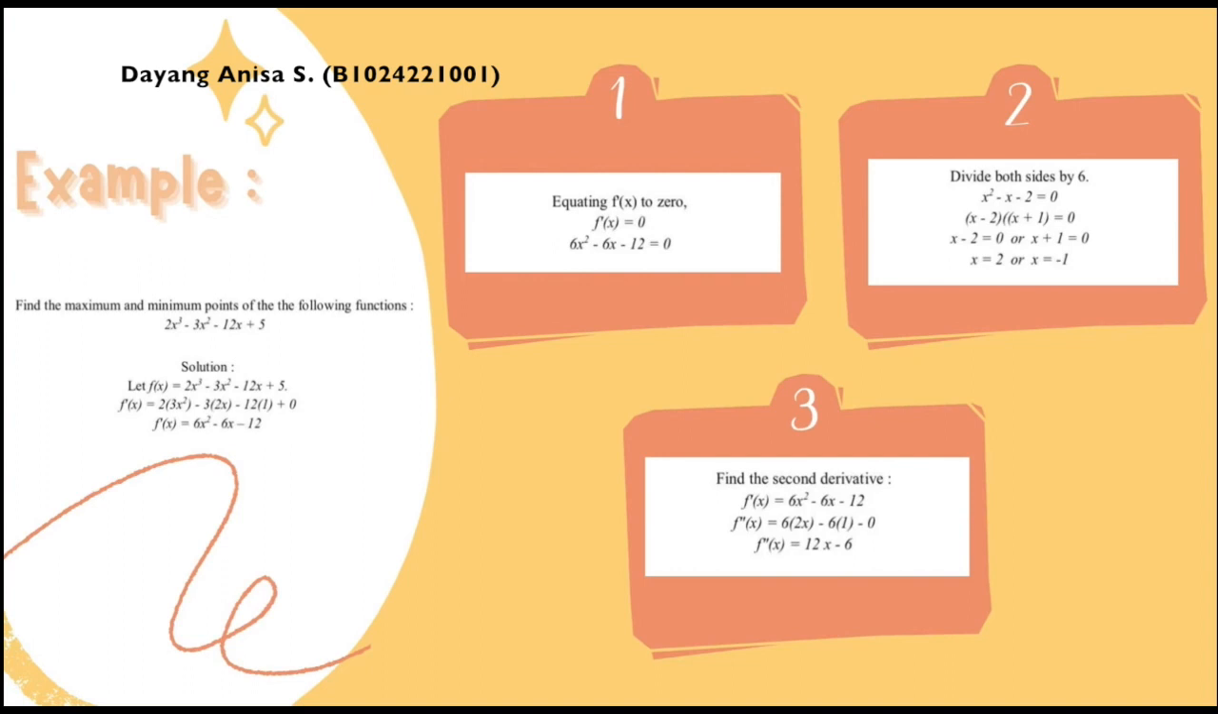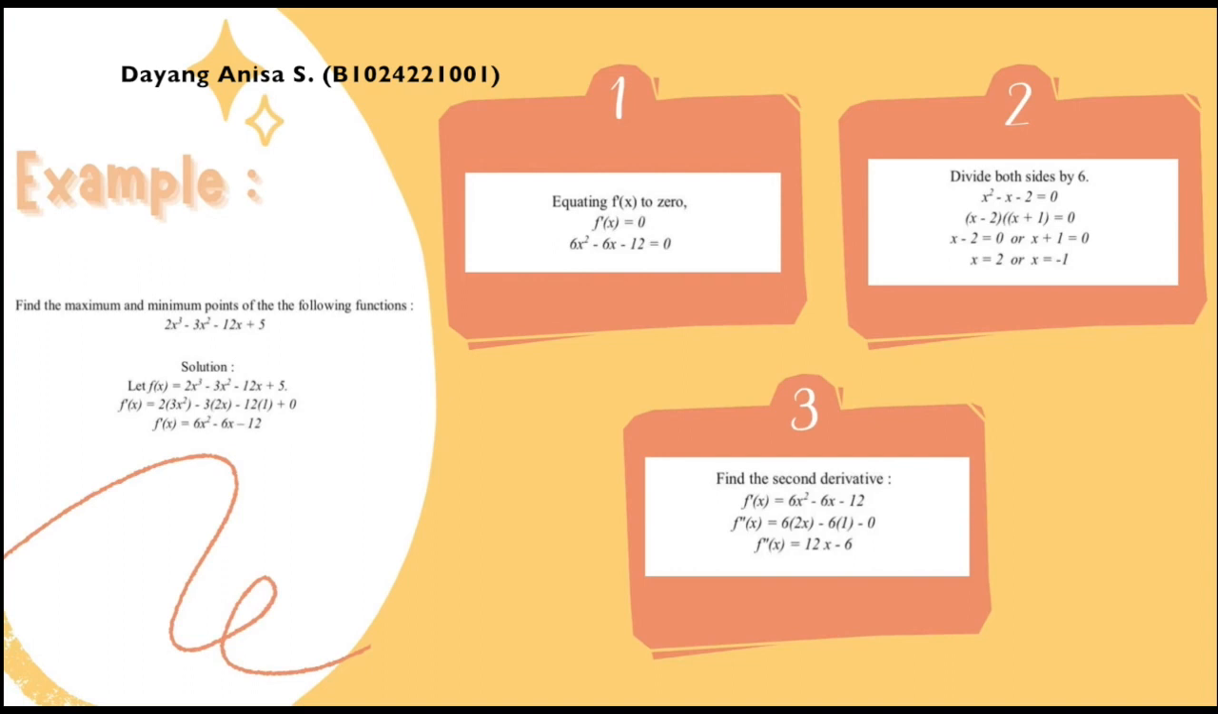f'(x) equals 2 multiplied by 3x^2 minus 3 multiplied by 2x minus 12 multiplied by 1 plus 0. So the first derivative is 6x^2 minus 6x minus 12. The first step, we need to equate f'(x) to 0.